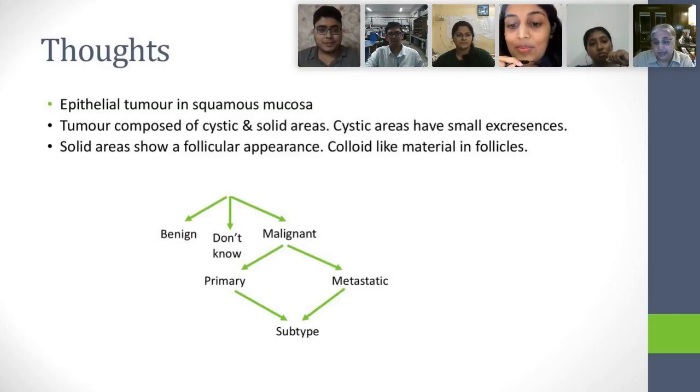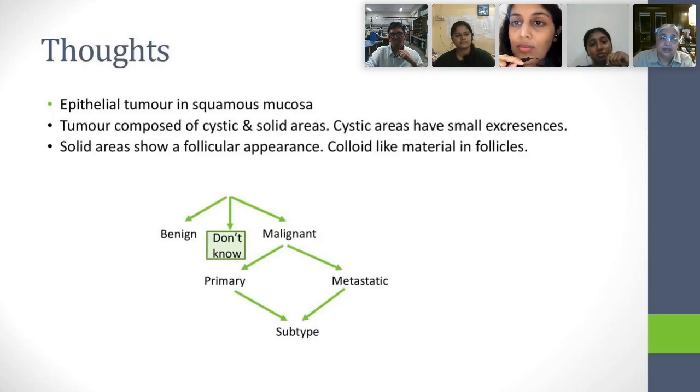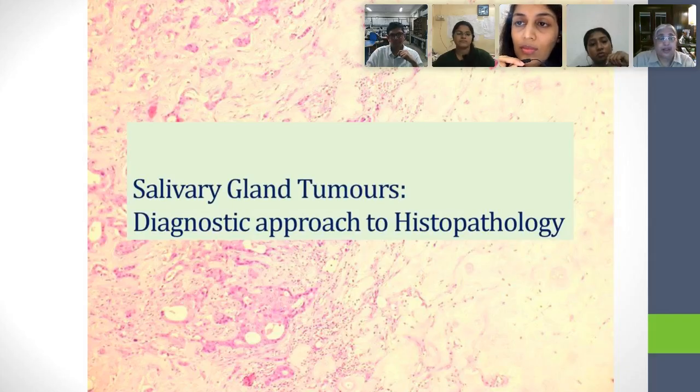Well, if I were me, I don't find anything terribly malignant unless you go and match a picture. So I would say don't know, okay? And when I say don't know, I don't know whether it is benign or malignant. So how do we approach salivary gland tumors? There is a diagnostic approach and it is very simple. If you use this, you don't even have to go and match pictures. You will know exactly what it is.